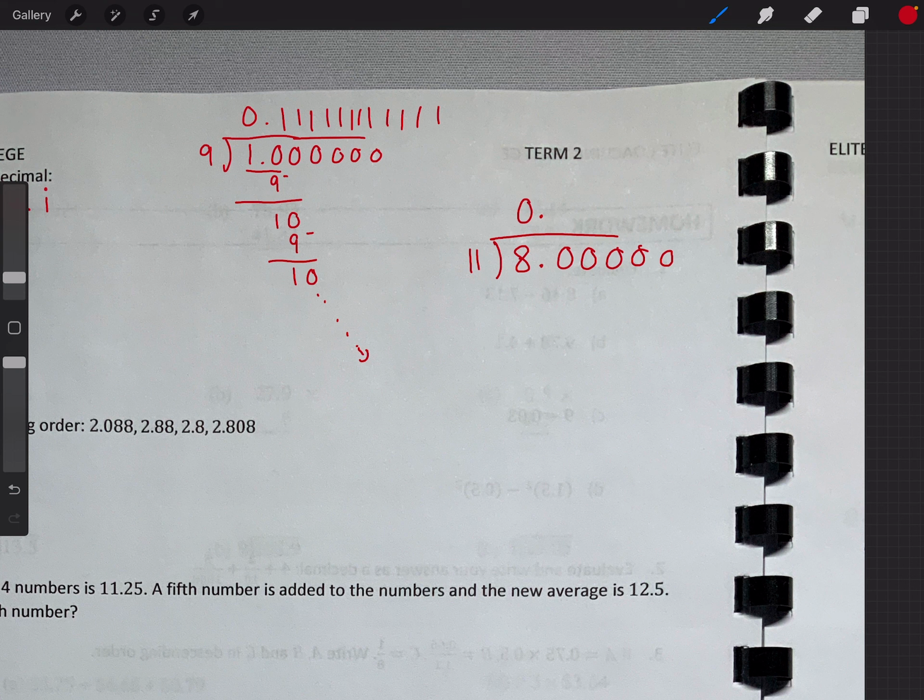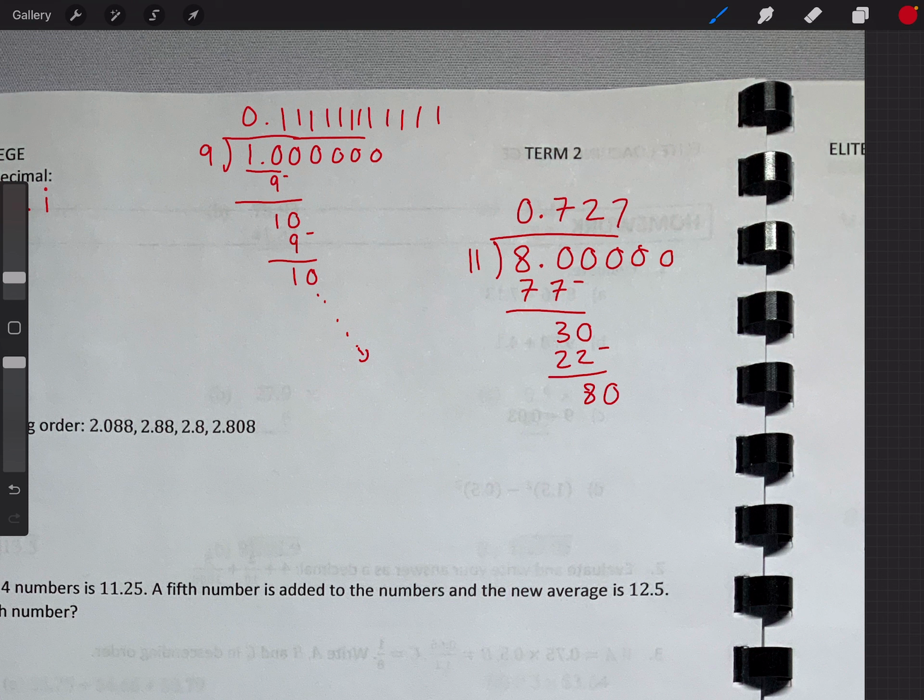80 divided by 11 is 7. 7 times 11 is 77. Subtract, you get 3. Now we're bringing 0 down. 30 divided by 11 is 2. That gives us 22. Subtract, you get 8. And then bring the 0 down.